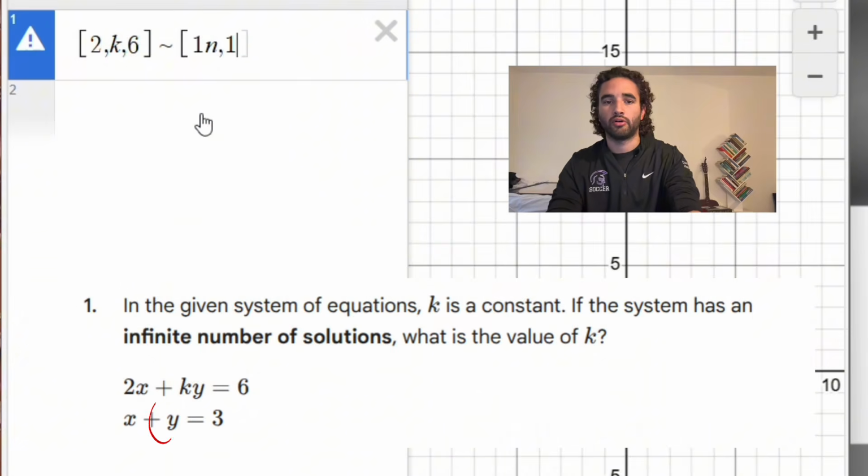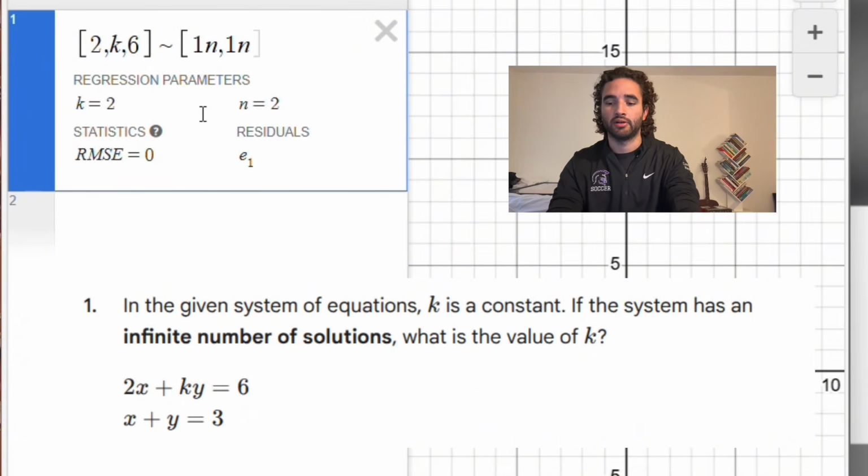In front of the y is also just a 1 times the scale factor. And then the last number here is a 3 times scale factor n. We see here that k is 2, and that's what we already figured out.